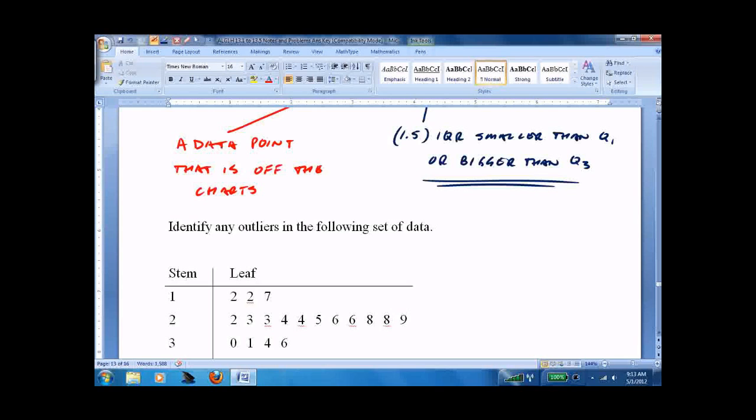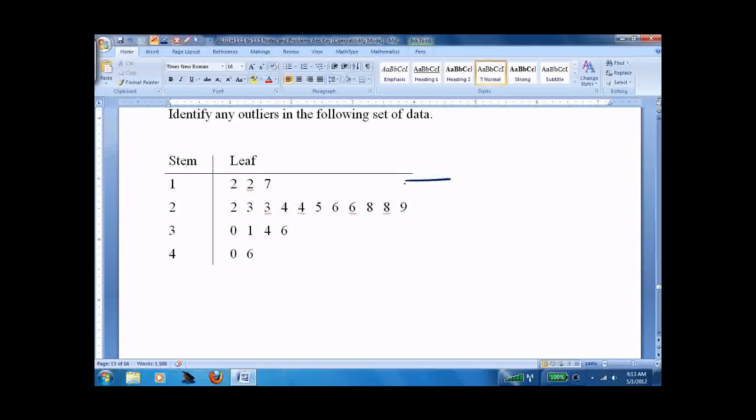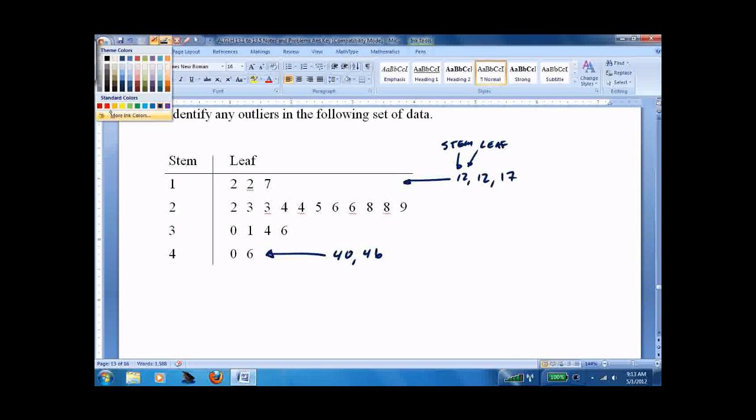This is called a stem and leaf diagram. Put it in here to see who remembers. So this row would be the same as saying 12, 12, 17. That's the stem. That's the leaf. So down here would be 40 and 46, and all the data points in between. So let's add them up. 3, 4, 5, 6, 7, 8, 9, 10, 11, 12, 13, 14. It's 20 data points. So now we need to find the median, which will be between 10 and 11.